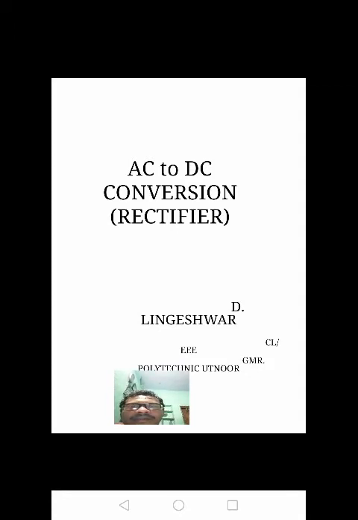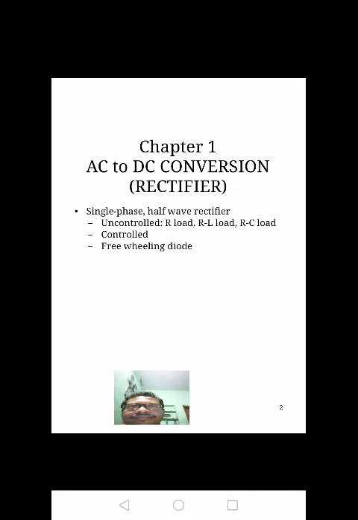Here my topic is AC to DC conversion, rectifier. In this regard, I would like to discuss the single phase rectifier: uncontrolled with R load, RL load, RC load, and controlled. The next one is the freewheeling diode. All three topics I am discussing here.